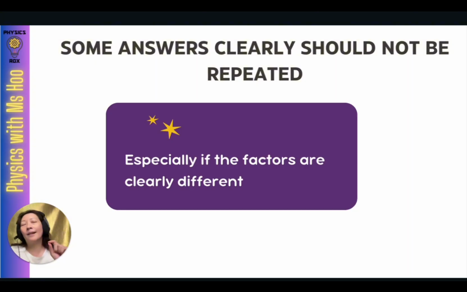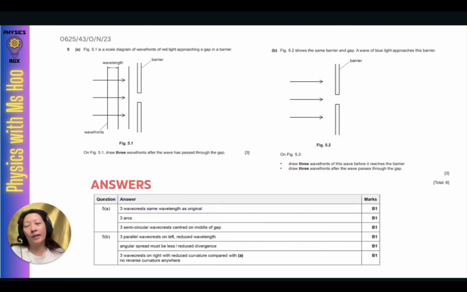Some answers clearly should not be repeated, especially if the factors are clearly different. Now, why am I saying this? This should be pretty obvious to some of you, but I have had some students who write the same answers in a different part of the question when they've already given those same answers at the top part of the same question. Although this is clearly not rocket science, I feel I have to mention this anyway. One of the clearest examples of this would be for diffraction.